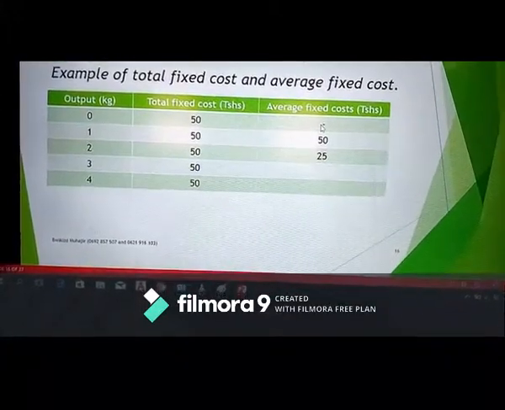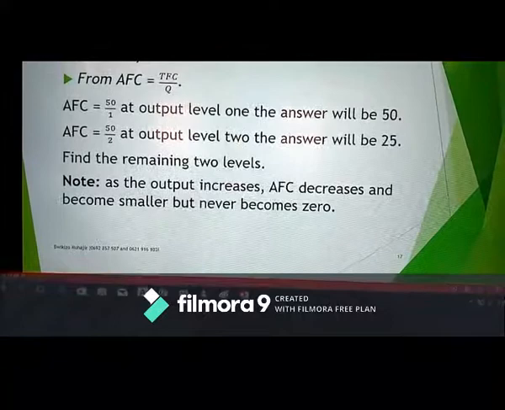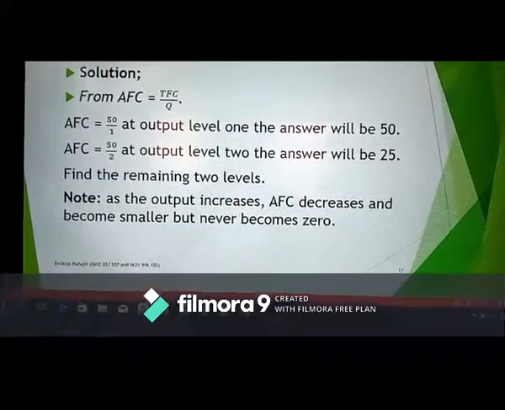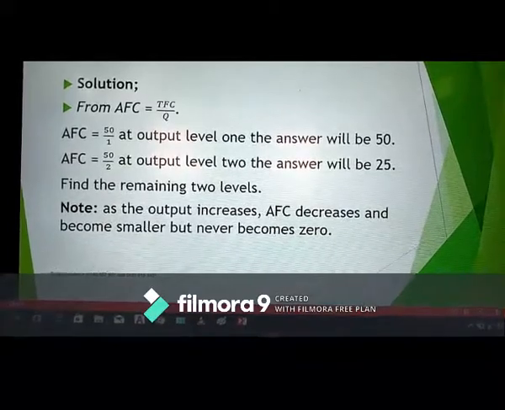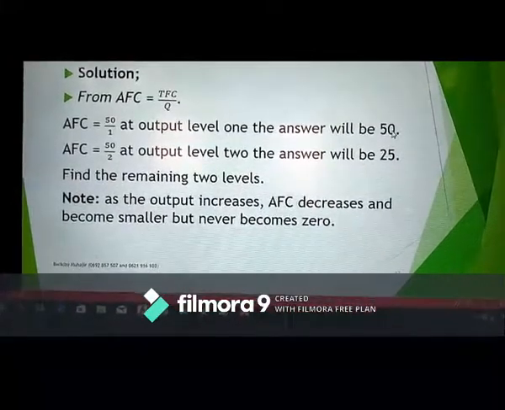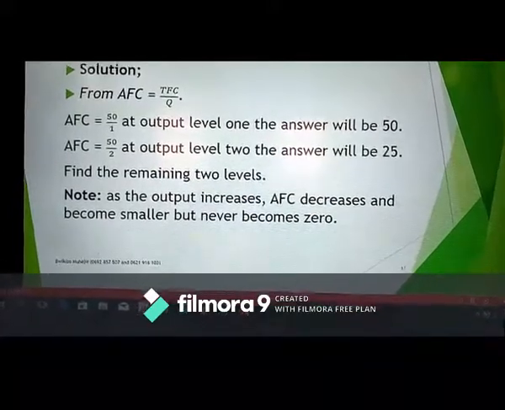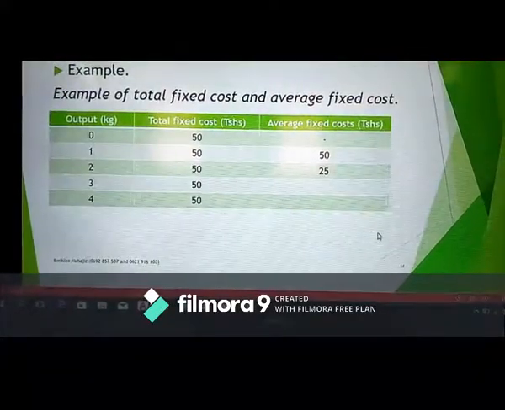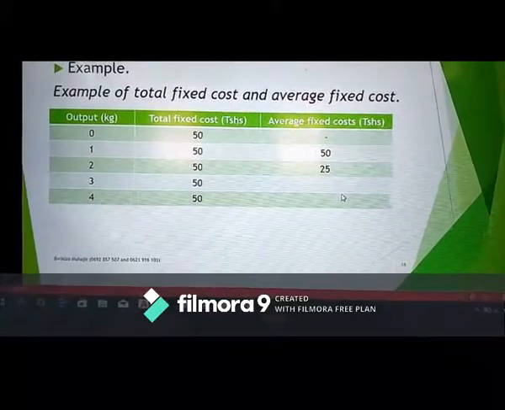But under output level 1, which is 1 kg, we take this 50 over 1. As you can see, the solution from the formula, average fixed cost equals total fixed cost over quantity, is average fixed cost equals 50 over 1 at output level 1. Here the answer will be equal to 50. At output level 2, 50 over 2, our answer will be equal to 25. Now, you will try to find the last two remaining levels, level 3 and 4.